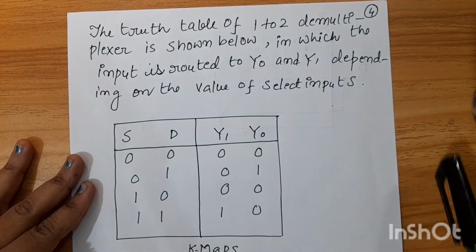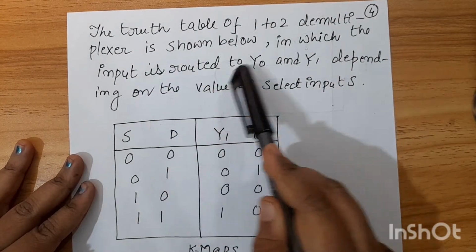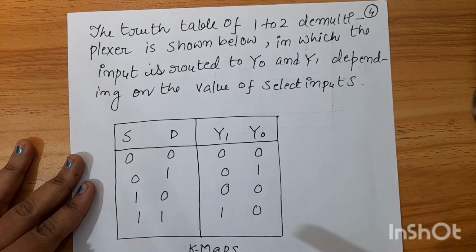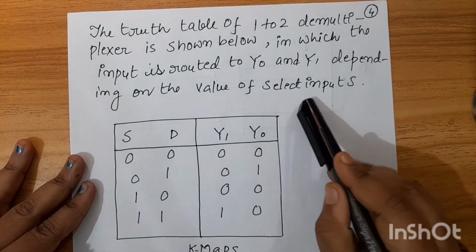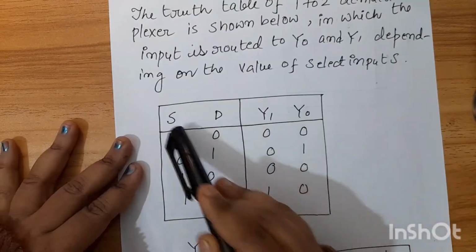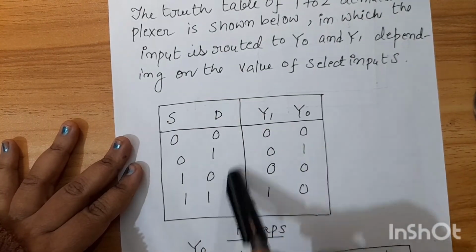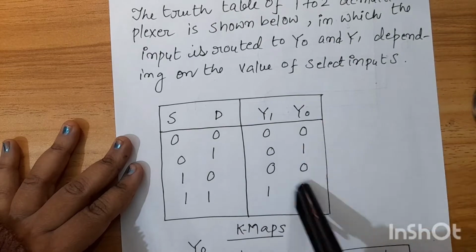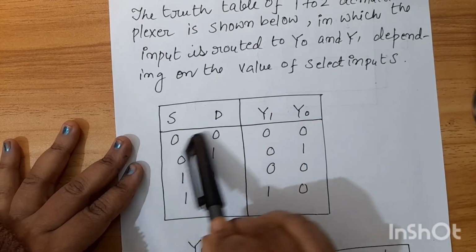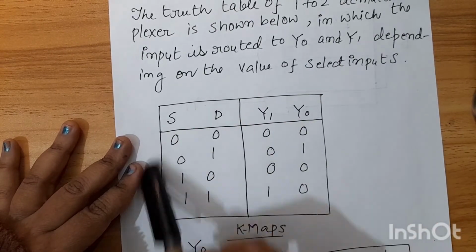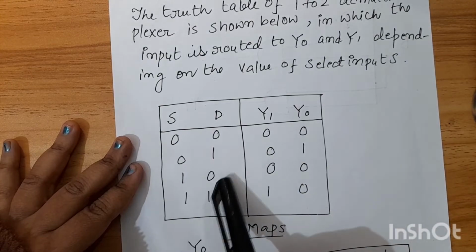In it, the input is routed to Y0 and Y1 depending upon the value of the select input S. We have the select input S, and here is the D input, and here are the outputs Y1, Y0. Now two inputs are there, the select input and the data input. Four combinations: 0 0, 0 1, 1 0, 1 1.